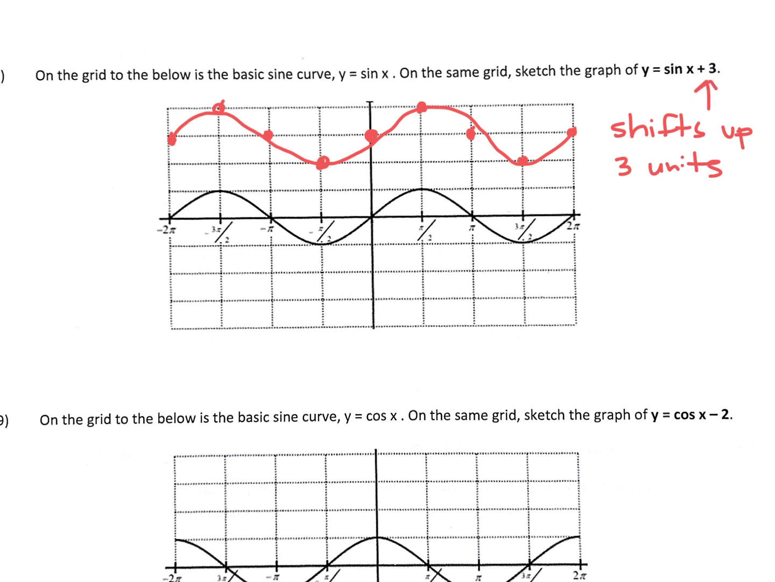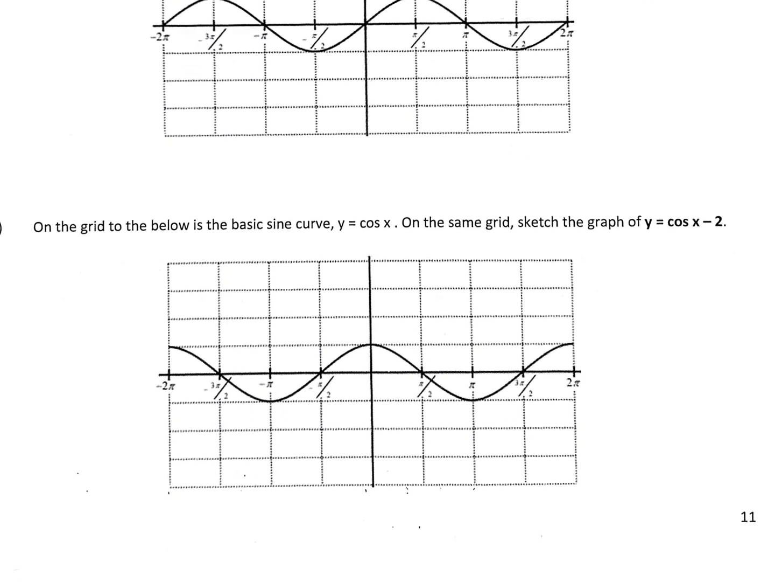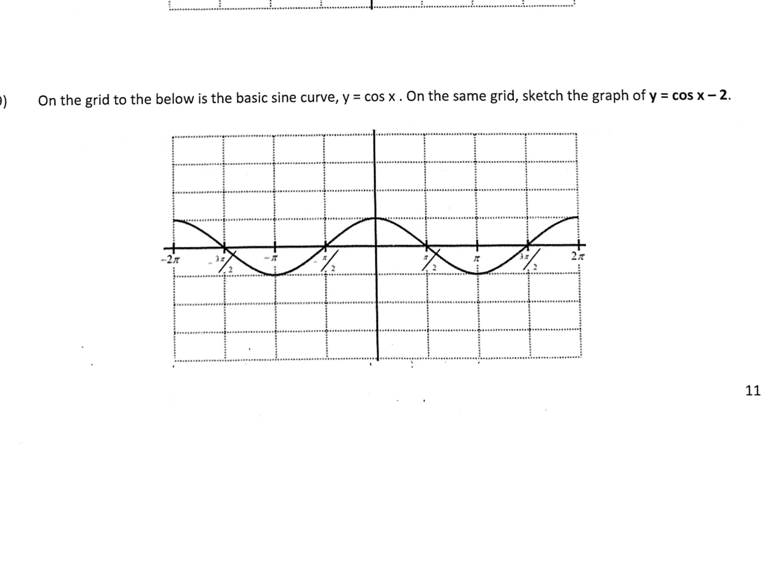All right, now if we take a look at number 19, all we're doing is we are subtracting a number from the end of a function. So what's going to happen is this is just going to be shifted down 2 units. So same thing, take each of these points. See this point? And just shift it down 2 units. Take this point and shift it down 2 units. And just keep going, okay? Do that with all of your points. I'm just shifting every point I see down 2 units. And when you connect it, you should have something that looks very similar to this curve up here. Just everything's shifted down 2 units.